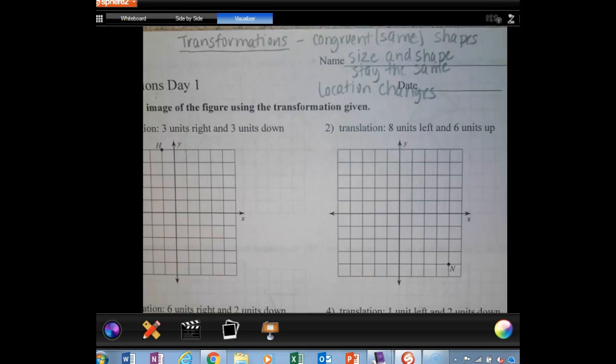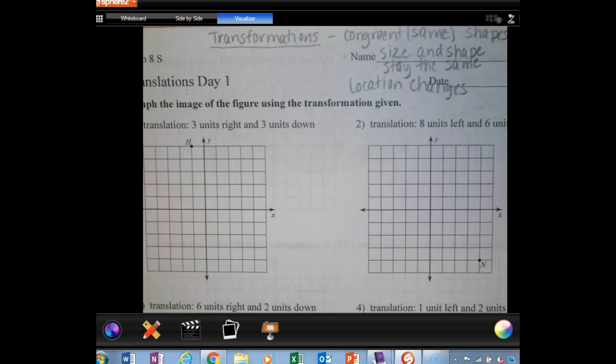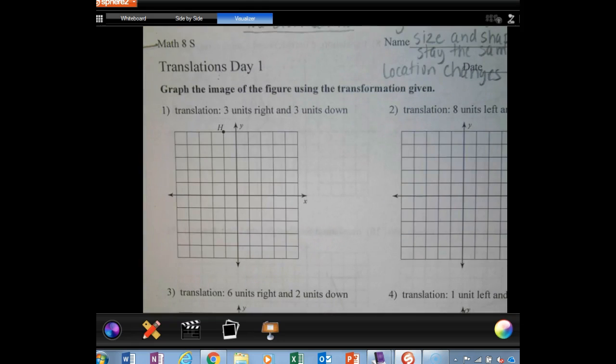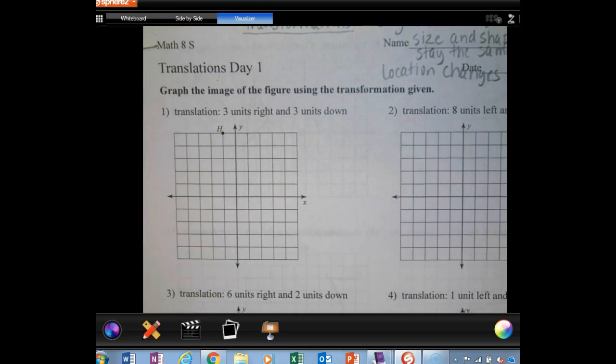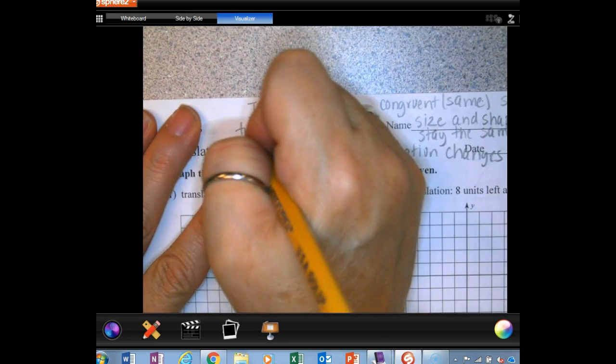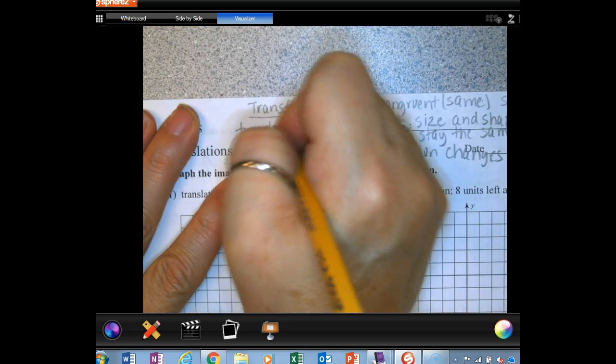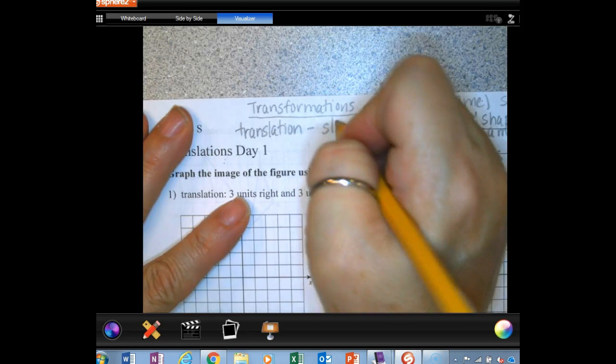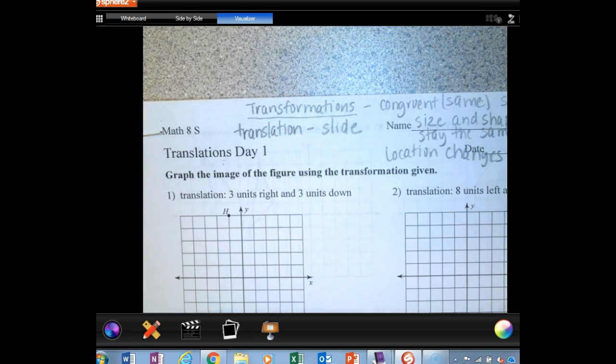Okay, we're going to do the first 4 together, and then the rest will be yours to do for the rest of the period. And we're going to start out really simple with just an ordered pair. Okay? So a translation, which is what we're doing today, means slide. So all we're going to do is slide our figure. Translation means slide. We are just sliding the figure.